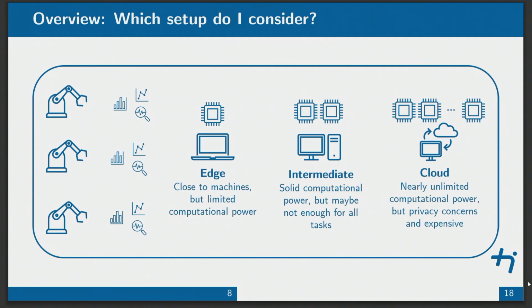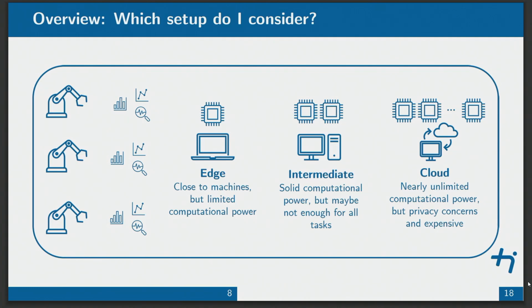Then we have the intermediate layer. Here we have solid computational power, for example, on a workstation. So a workstation can get quite beefy. But maybe the computational power is not enough to solve all tasks in sufficient quality, basically.